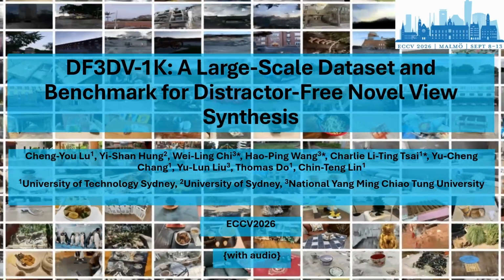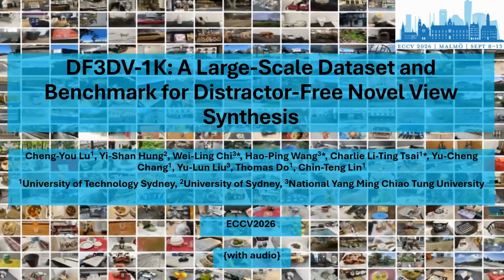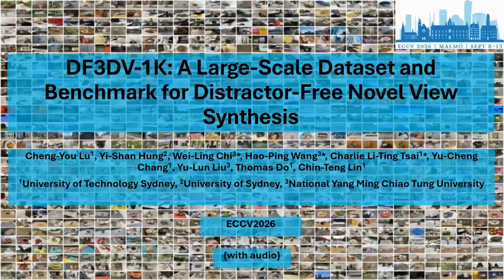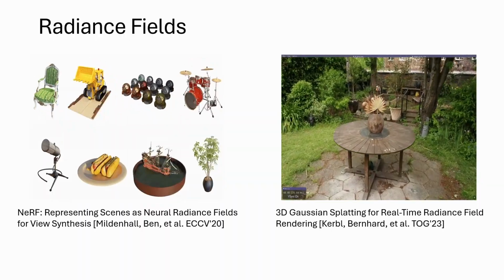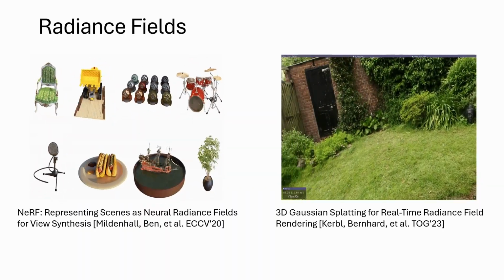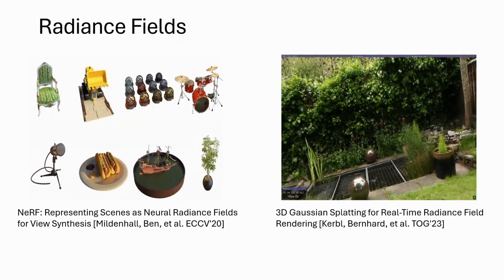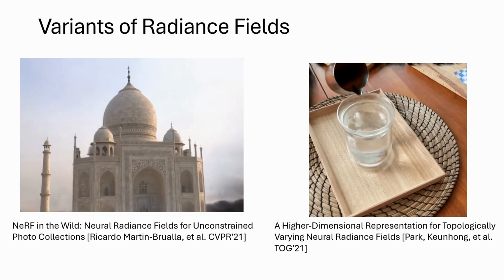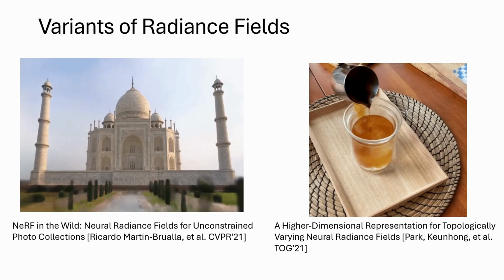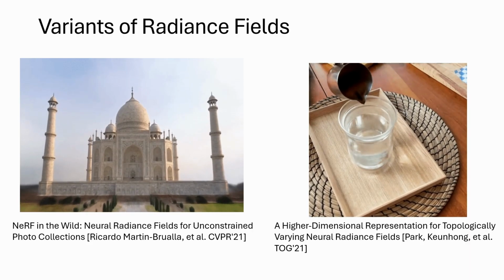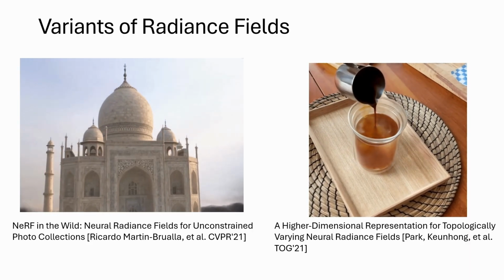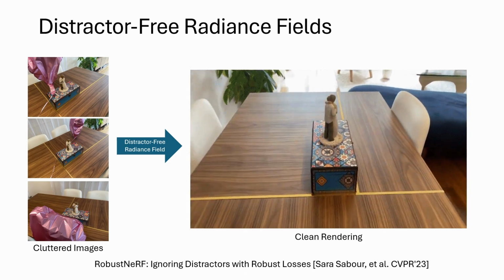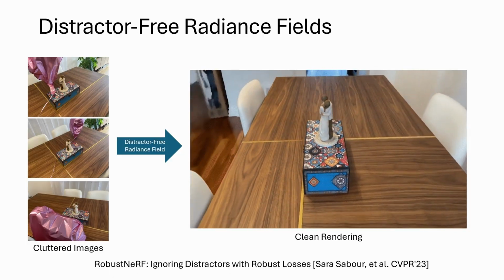We present DF3DV-1K, a large-scale dataset and benchmark for distractor-free novel view synthesis. Over the years, radiance fields have demonstrated the ability to synthesize photorealistic novel views from multi-view images. Several variants, such as NeRF in the wild, have been developed to handle multi-view images collected over large temporal gaps, while dynamic radiance fields have been introduced to represent 4D scenes. Among these variants, distractor-free radiance fields stand out for their ability to render clean novel views from casually captured images.